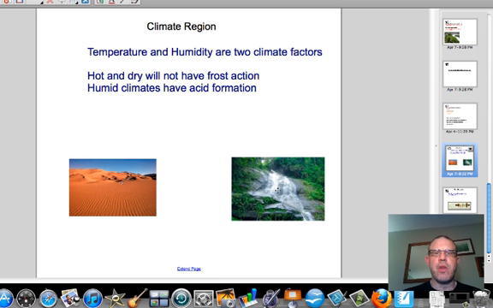On the other hand, if you have a more humid climate like this picture and there's lots of water, you're more likely to have a lot more acid formation in that particular area because of the water dissolving those minerals, and that will help break down the rocks.